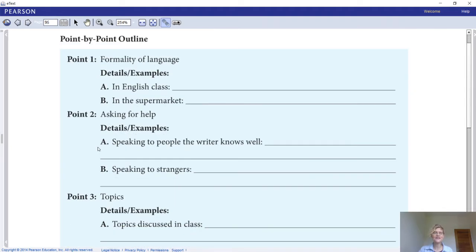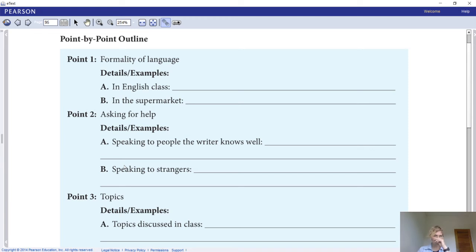So basically here we see an example of a point-by-point outline. The first main point is the formality of the language. The second main point, asking for help. The third main point is topics. And then this is the explanation, right? So how the ideas are organized in the paragraph is one by one, focused on the points.